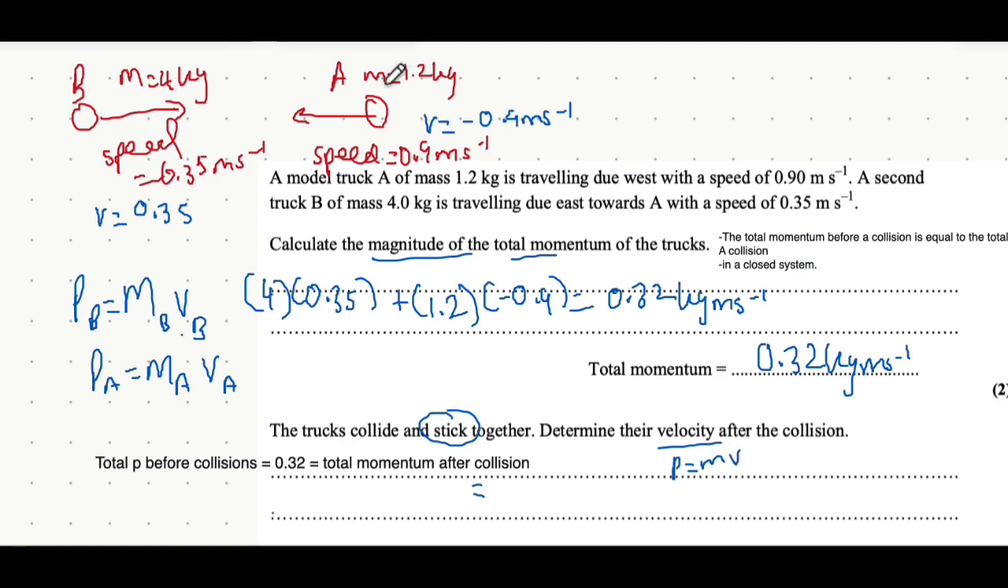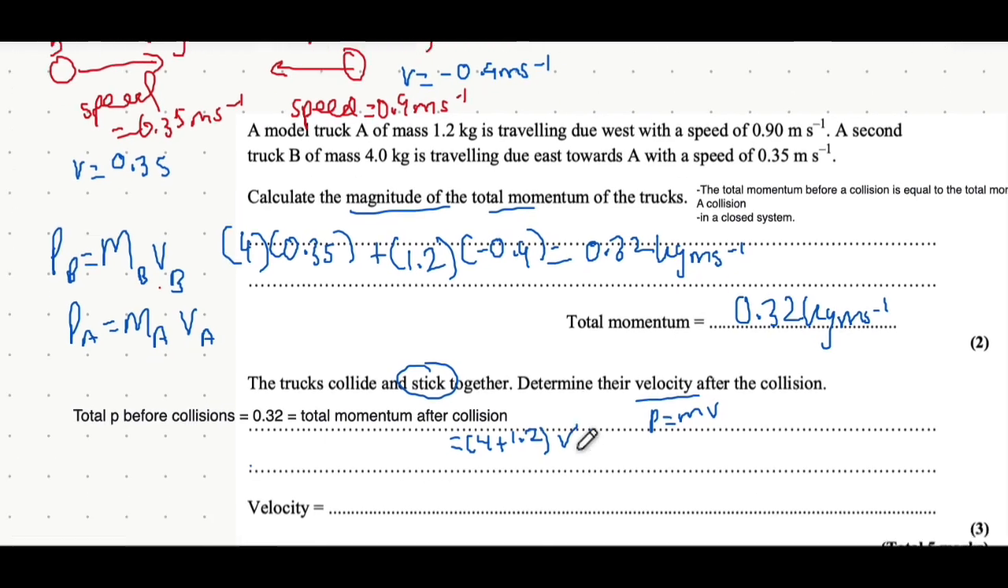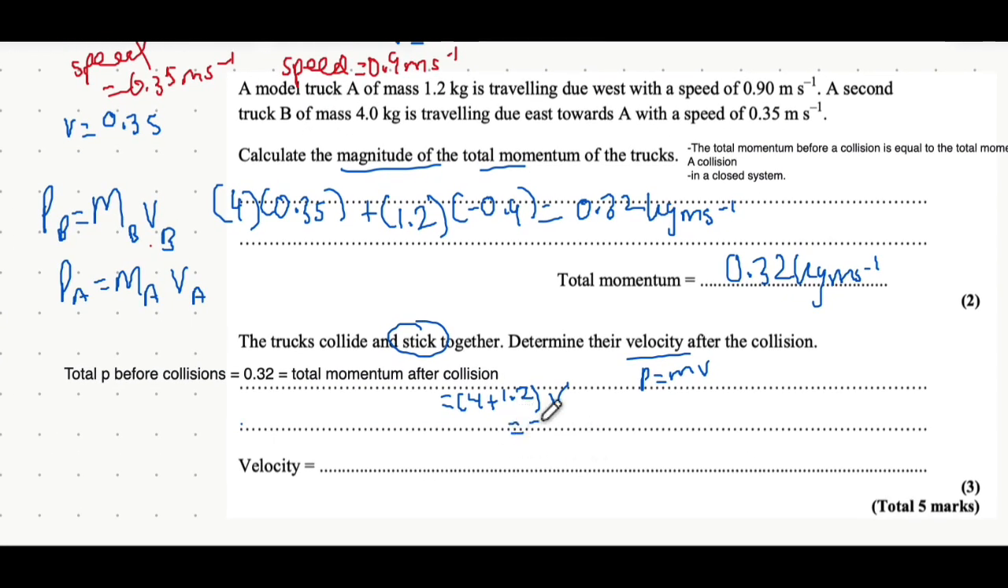So you do 4 plus 1.2, that's equal to 5.2, but I'm just going to write the full working out, multiplied by the velocity that they move off with, the combined truck and car. So that's equal to 5.2 V, 0.32 that is. You can then divide both sides by 5.2, which I'm just going to very quickly do on the calculator again.